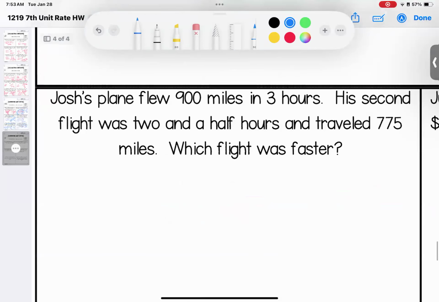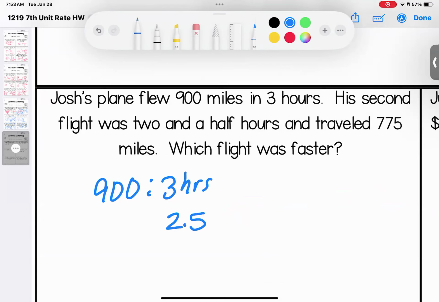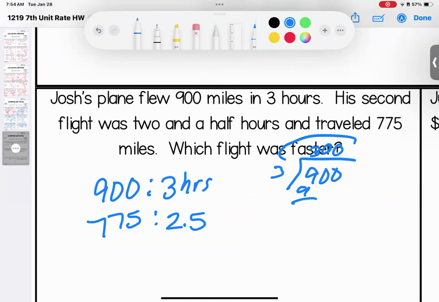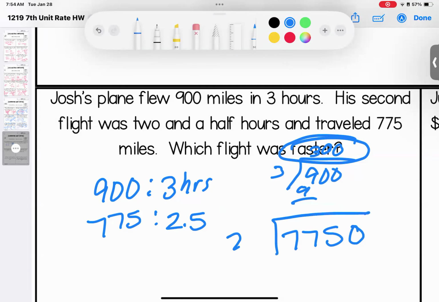Last one. Josh's plane flew 900 miles in 3 hours. His second flight was 2.5 hours and traveled 775 miles. Which flight was faster? So 900 divided by 3. This one is super friendly, so 300 miles per hour. And then this one, don't forget to move your decimal, okay? Decimal is going to come out to the end there because we moved it from the front.